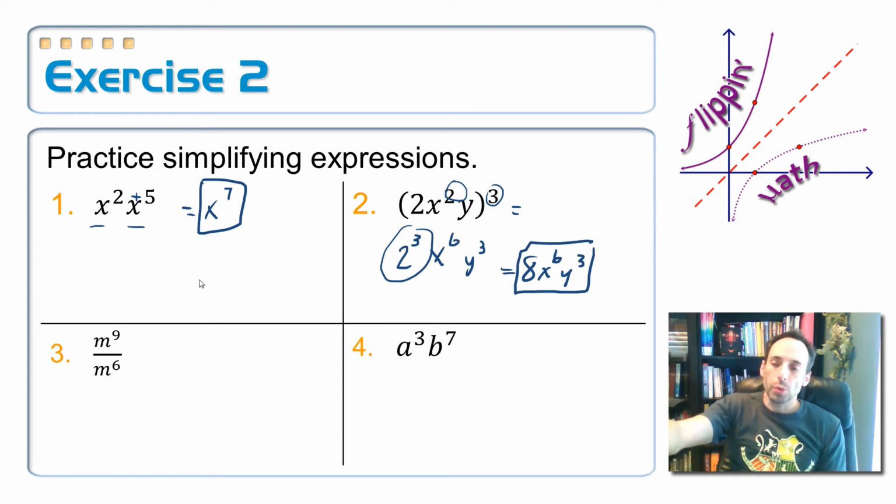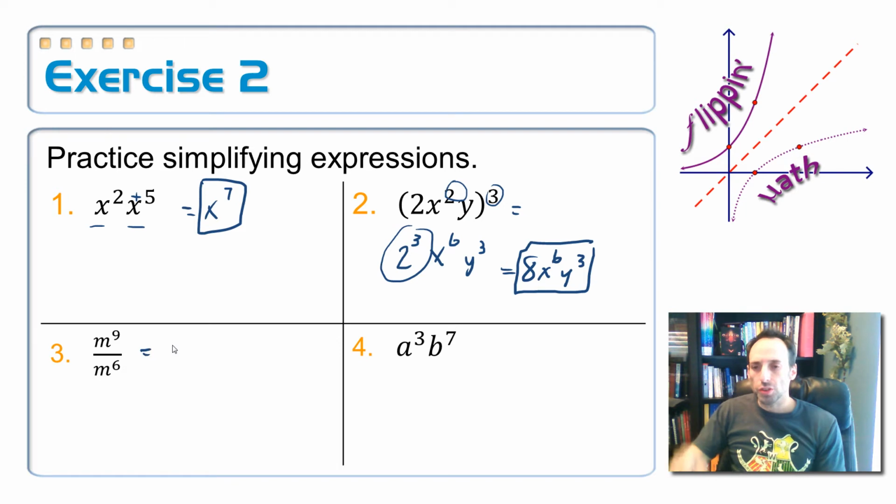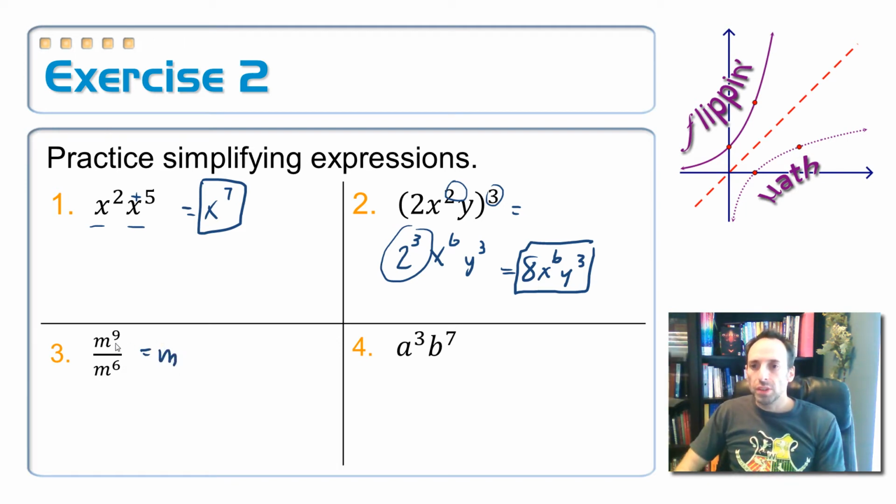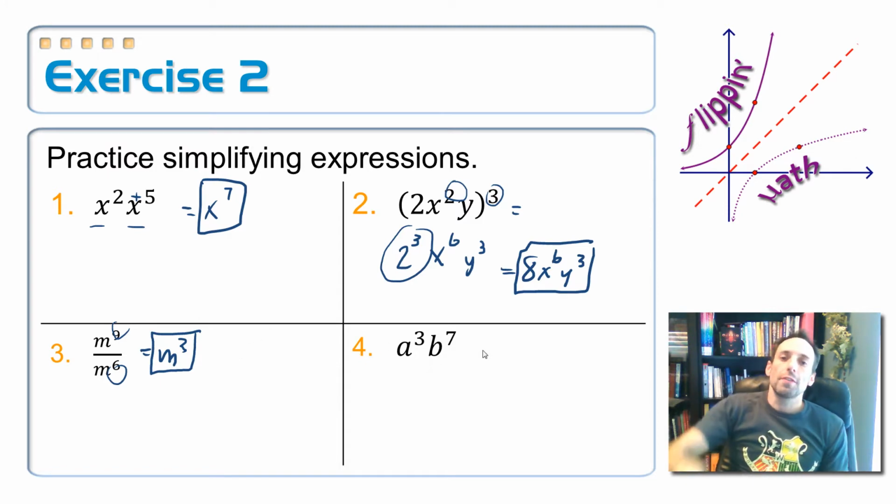Number 3, we got division. So when we divide with like bases, keep it the same, and then subtract these two exponents. 9 minus 6 is 3. Okay. And then finally, a cubed times b to the 7th.